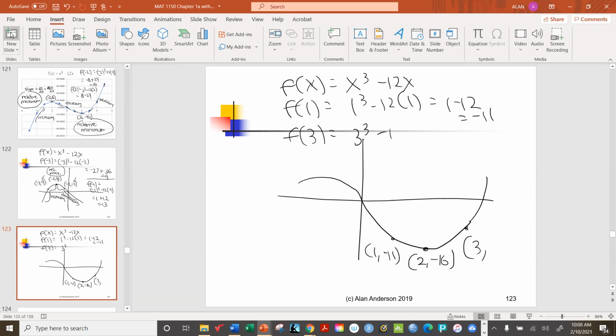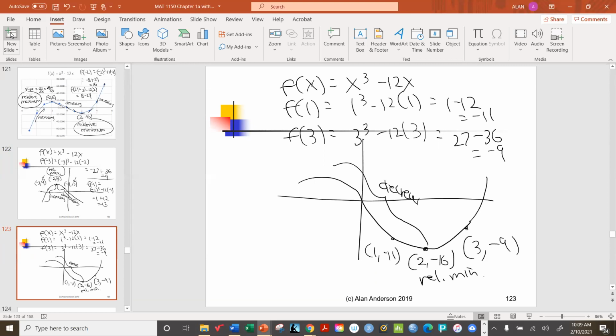3 cubed minus 12 times 3, 27 minus 36, negative 9, which is again larger than negative 16. So we've been able to prove that this is not only a relative minimum, but that the function must be decreasing as we move in this direction, and it must be increasing in this direction. And so that's what we were looking for.